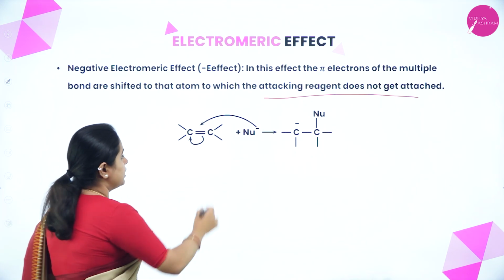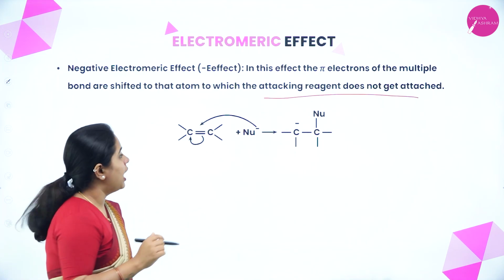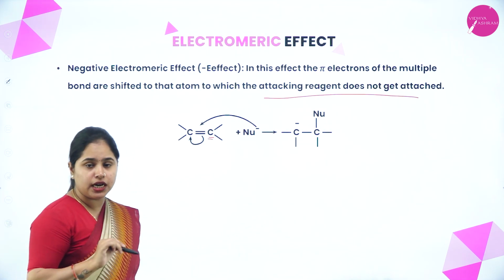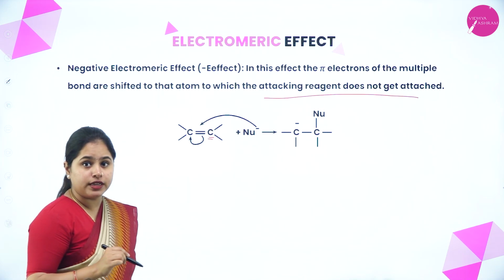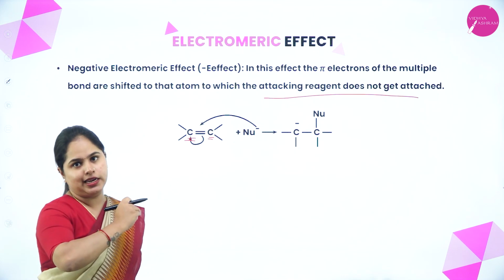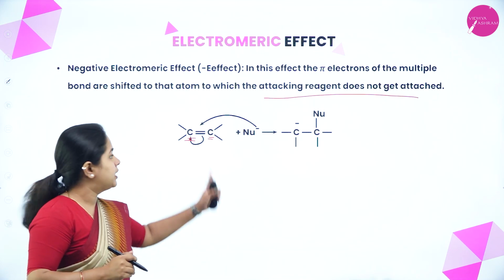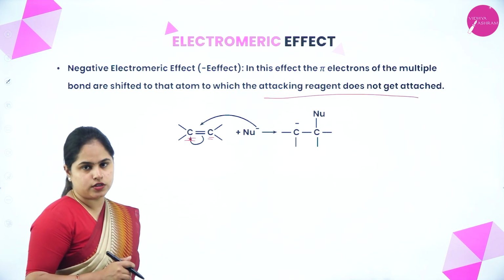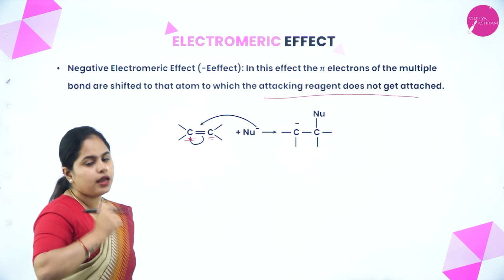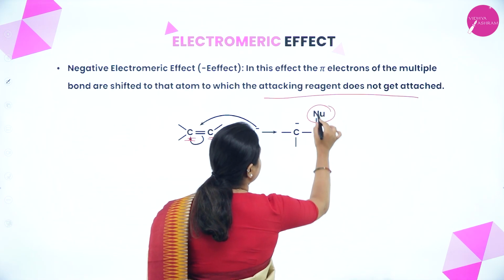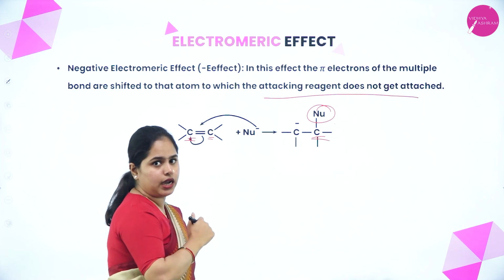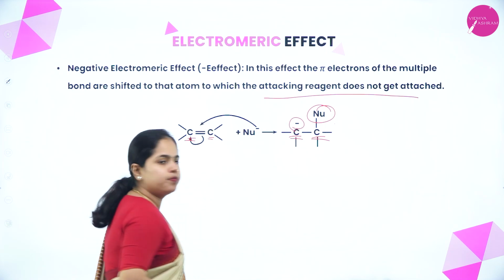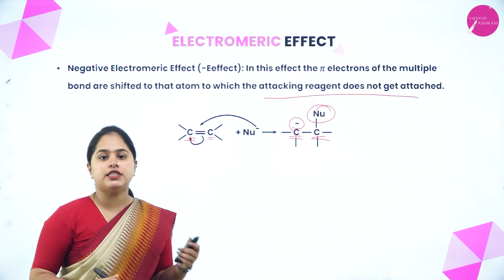So, as you can see here, again we have taken the example of an alkene, and the attacking reagent is coming and attacking on this particular carbon atom. But in minus E effect, this carbon atom will get the pi electrons. In the plus E effect, the carbon atom which is getting attacked by the attacking reagent will itself get the pi electrons. In minus E effect, the other carbon atom will get the pi electrons. So as you can see here, the attacking reagent is now attached to this particular carbon atom, and the pi electrons are being shifted to this particular carbon. Right? So this is plus E effect and minus E effect.